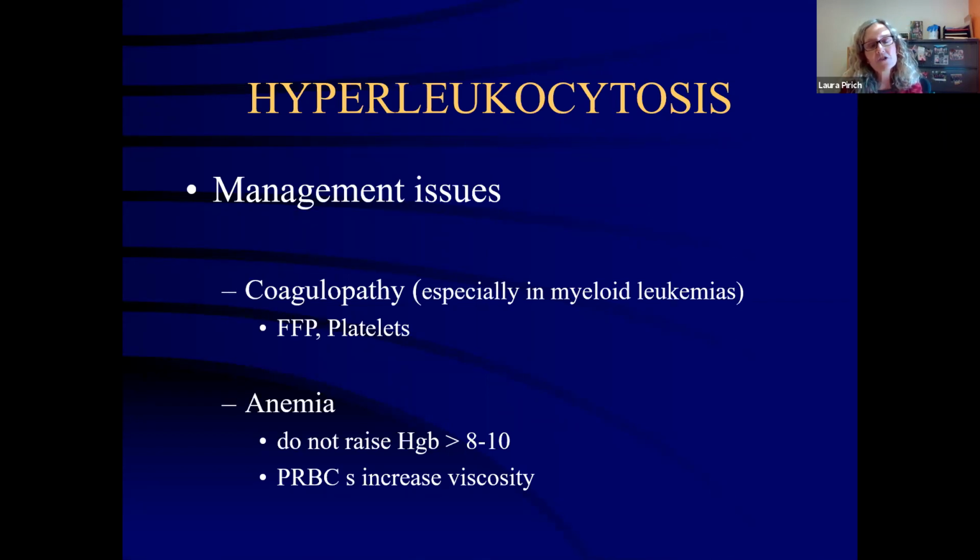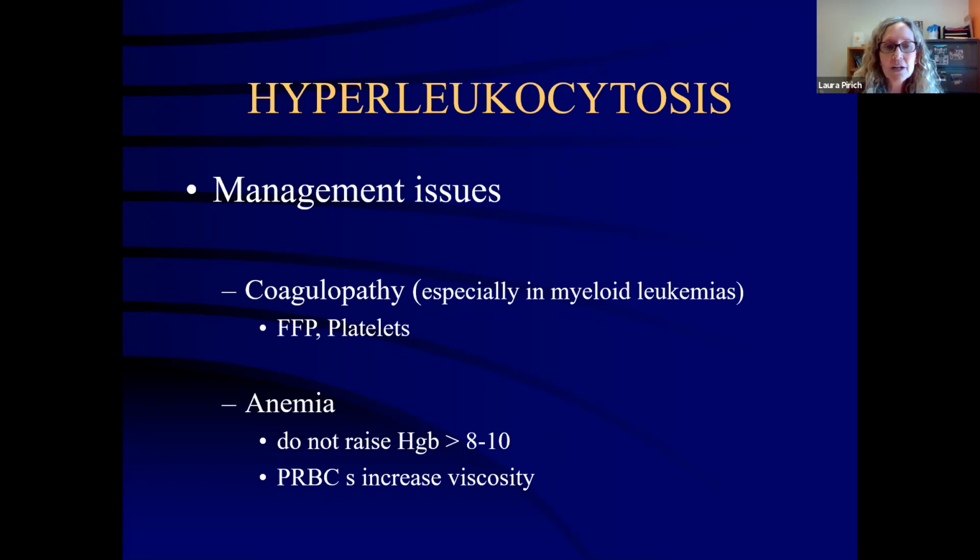You want to make sure that they don't have a coagulopathy, and if they do, that you manage it, because stasis in vessels in the brain or in the lungs can lead to infarct or hemorrhage. So you just want to make sure that you are managing any potential risk of bleeding. FFP is often used if they have evidence of prolonged PT, PTT.